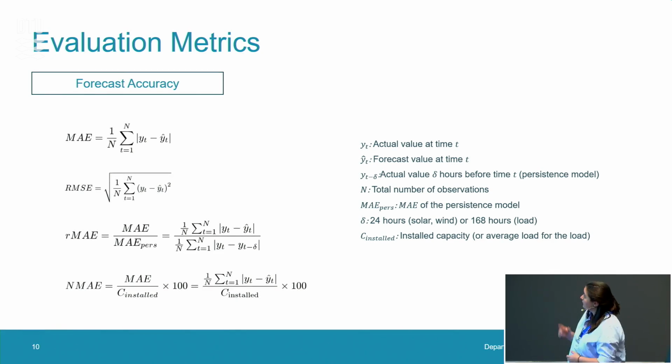So we use the relative mean absolute error, which is basically normalized by the mean absolute error of a persistence model. The persistence model here is just, in the case of renewable generation, we consider that the forecast is the same as the day before. In the case of the load, we consider it the same as the week before, due to its seasonality. Then for the normalized mean absolute error, we normalize the error by the installed capacity in the case of the renewables, and in the case of the load by the average load of 2024.